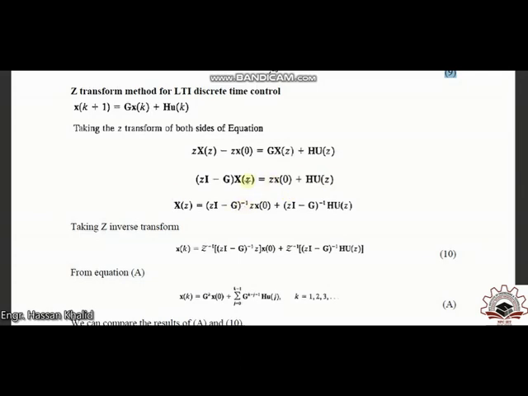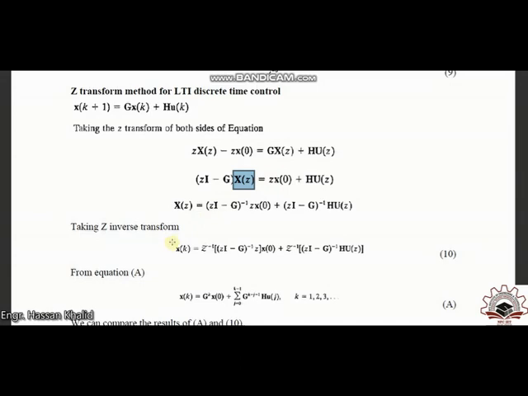Alright, from here you can obtain this factor x of z by pre-multiplying with (zI minus G) inverse on both sides. While doing that, you obtain x of z equal to (z identity matrix minus G) whole inverse, z into x of 0, the initial condition, plus (z identity matrix minus G) whole inverse with H and u of z.